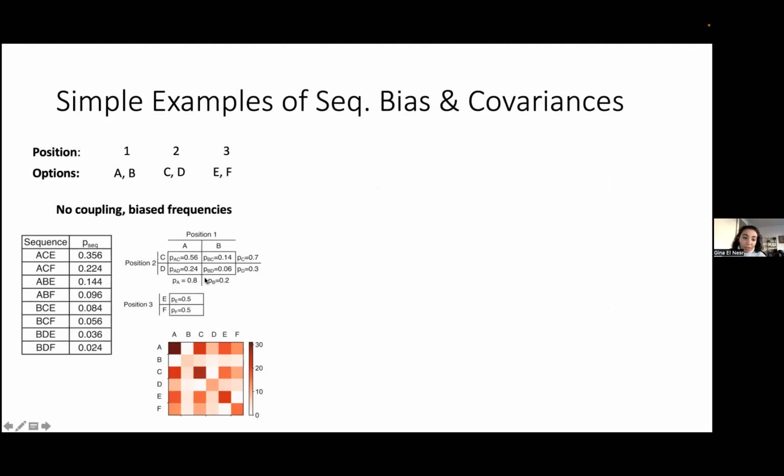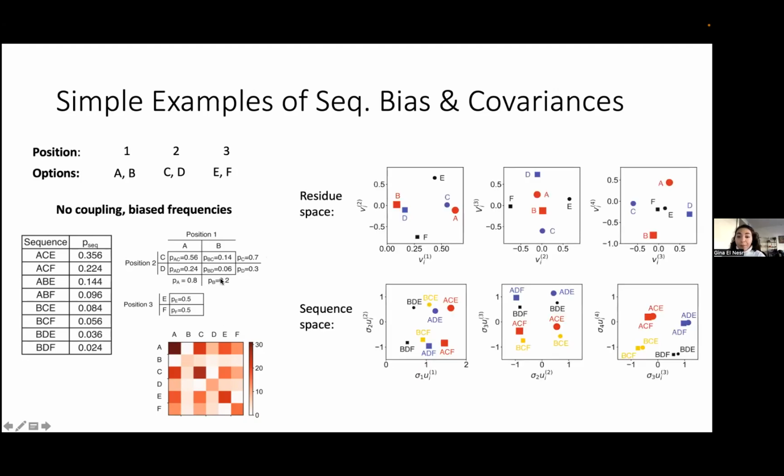So the probability of A is 80%, probability of B is 20%, probability of C is 70%, and probability of D is 30%. And you end up getting the probabilities of the sequences here, and then you have the full chart for how likely everything is. So there is some bias in the frequencies, and if you were to project those using SVD, we see actually considerable variation of the residues in the first singular coordinate.